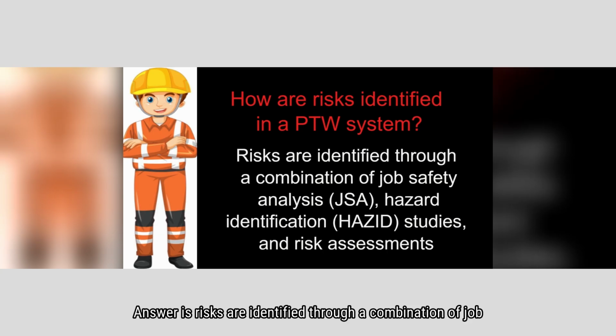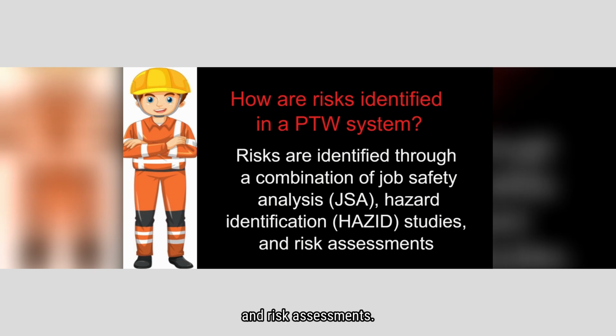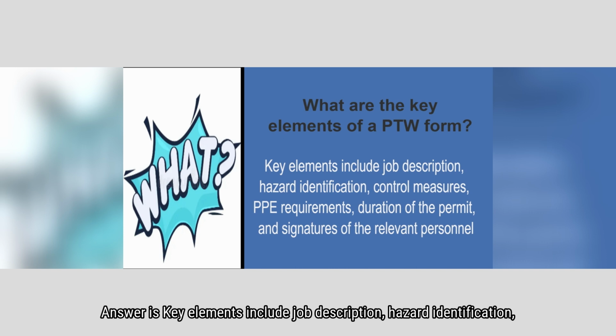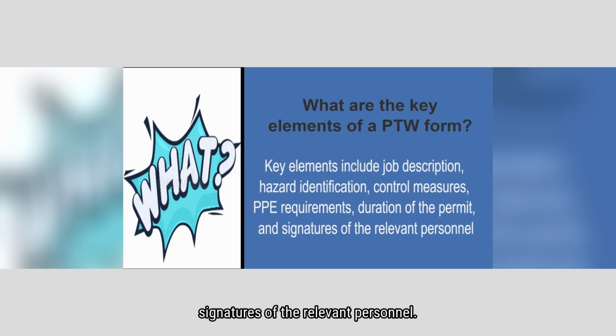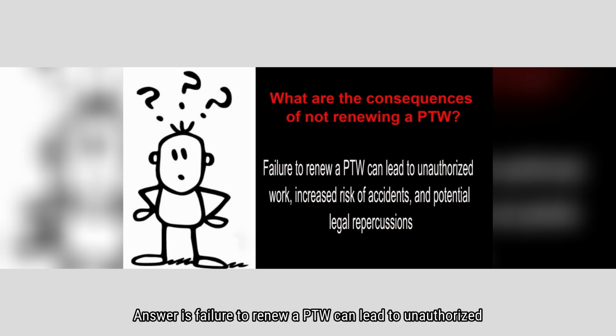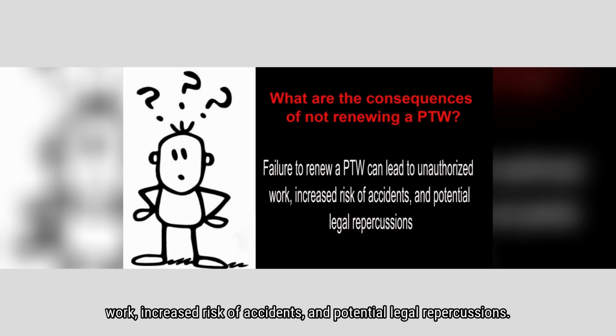Answer is risks are identified through a combination of job safety analysis, JSA, hazard identification, hazard studies, and risk assessments. What are the key elements of a PTW form? Answer is key elements include job description, hazard identification, control measures, PPE requirements, duration of the permit, and signatures of the relevant personnel. What are the consequences of not renewing a PTW? Answer is failure to renew a PTW can lead to unauthorized work, increased risk of accidents, and potential legal repercussions.